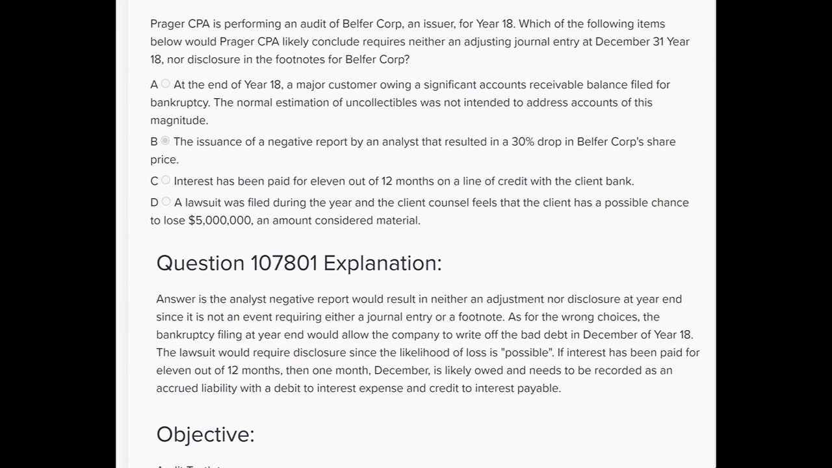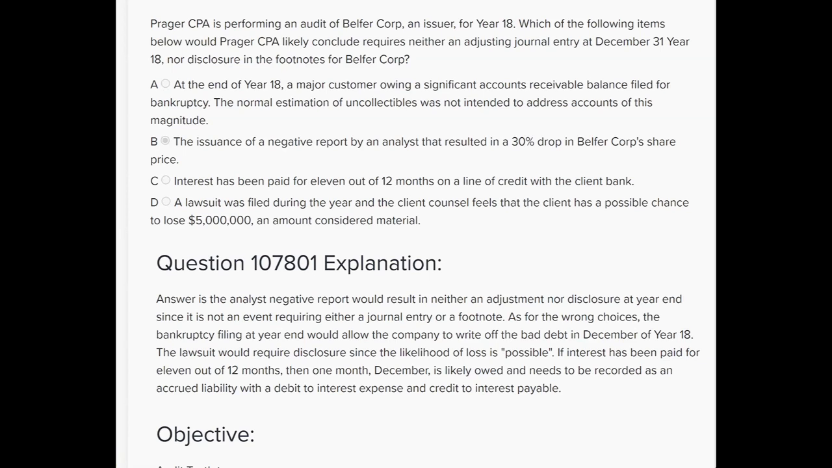Prager CPA is performing an audit of Belfer Corp., an issuer for year 18. Which of the following items below would Prager CPA likely conclude requires neither an adjusting journal entry at December 31st, year 18, nor disclosure in the footnotes for Belfer Corp.?